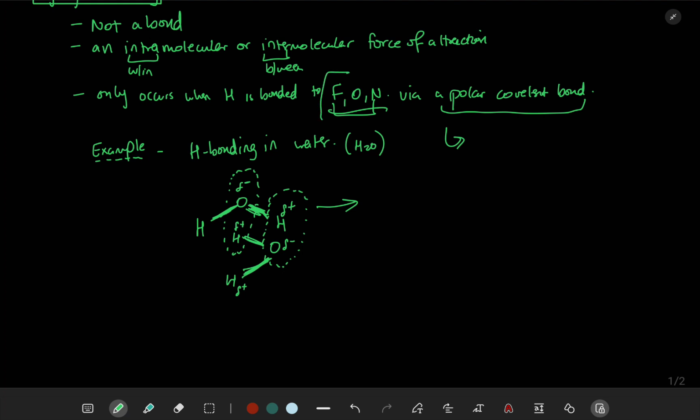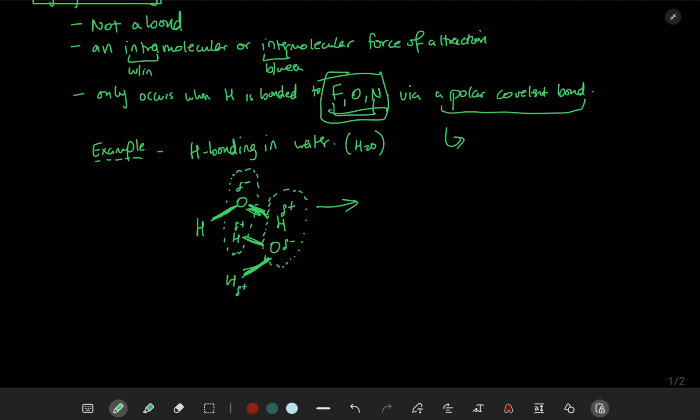So now let's answer why hydrogen has to be bonded to those three in order to have hydrogen bonding. Well, that's because fluorine, oxygen, and nitrogen have very high electronegativities. And so what that means is the difference in electronegativity between fluorine and hydrogen, or oxygen and hydrogen, or nitrogen and hydrogen is pretty high, right? And so that means there's a greater separation of charge. And if there's a greater separation of charge, the stronger those charges are, right?